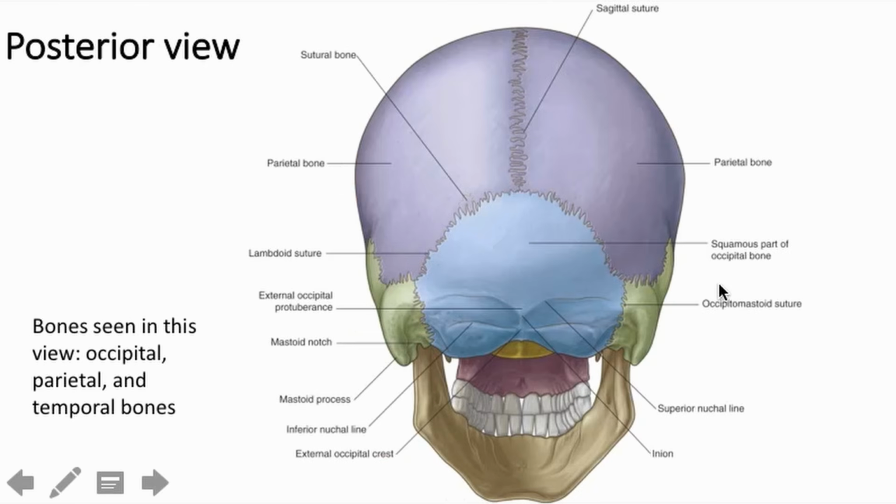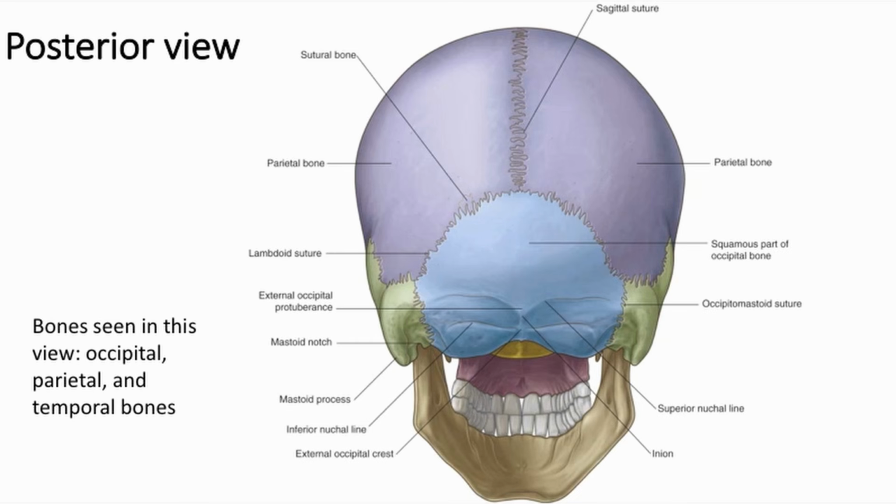Let's move on. So next up we have the posterior view. On this view, the bones we can see most clearly are the occipital, the parietal, and we can still see part of the temporal bones. There's not as much going on posteriorly as there is anteriorly or laterally, but still important to note these different things.